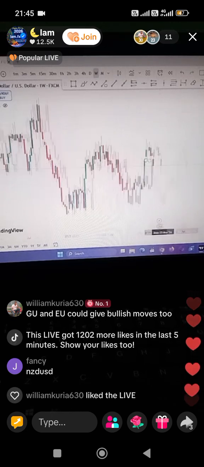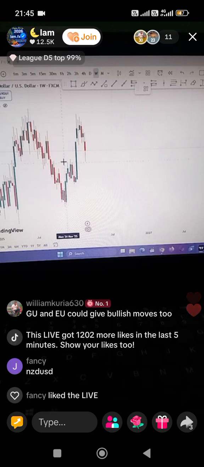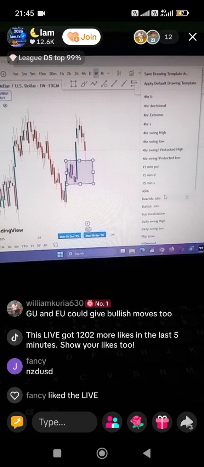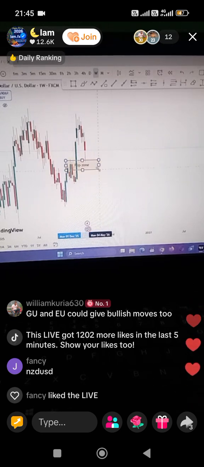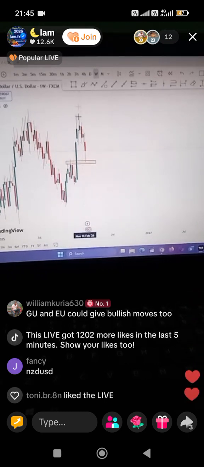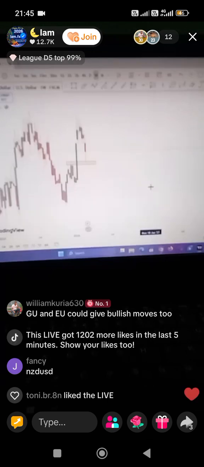This is on the weekly time frame. I'm seeing price tapped into a flip zone around here. On the weekly time frame, price tapped into a flip zone over here. It didn't quite touch the weekly demand, but it tapped into a flip zone. So if it hasn't yet touched the demand, price could actually come down and touch that demand so that the bulls can continue going up.